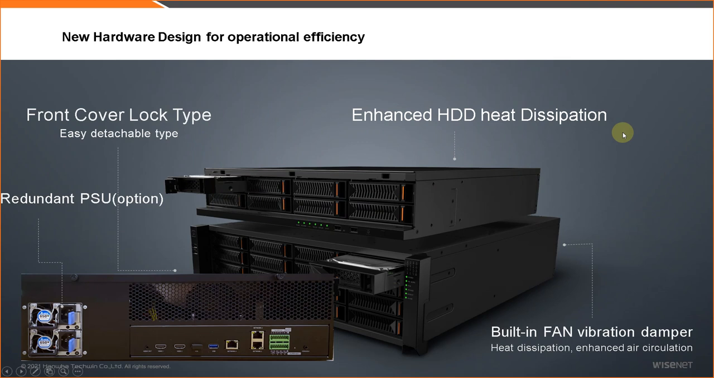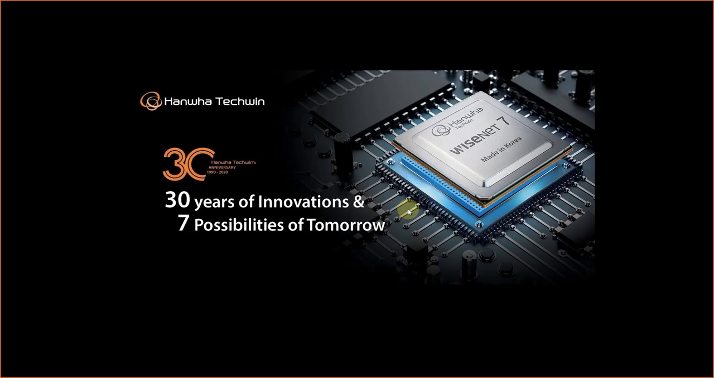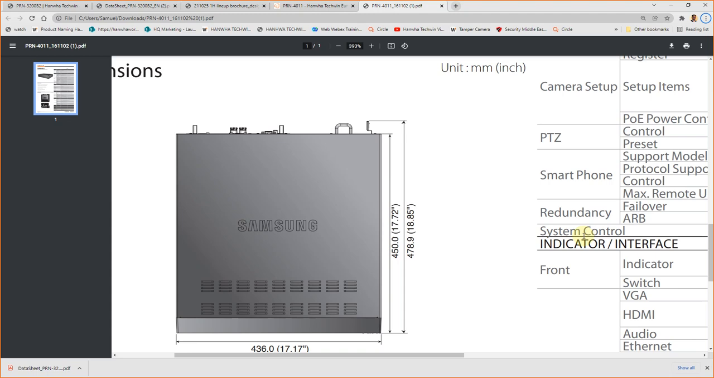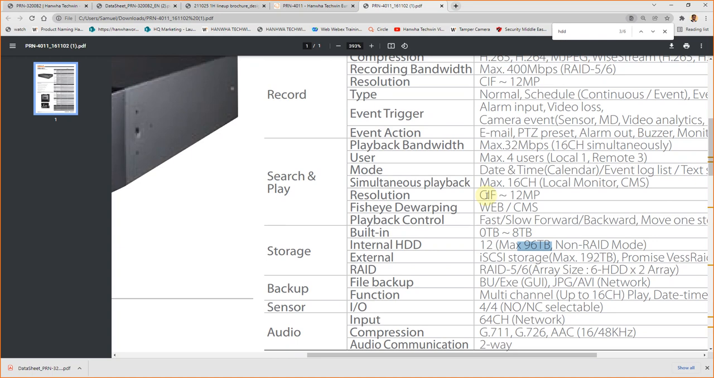That's one. Then the construction is a little bit more rugged, so it can handle vibration better. Also, in the new NVR, the number of hard disks is more. The old one, the maximum number of hard disks is only 12. Let me show you here. Where is the comparison? This one, HDD, maximum 12 hard disks internal. The new one has 16 slots. You can go up to 160 terabytes. This guy is maximum 96 terabytes. This is the highest in the old generation. In the new generation, 16 slots, 160 terabytes, and so on.